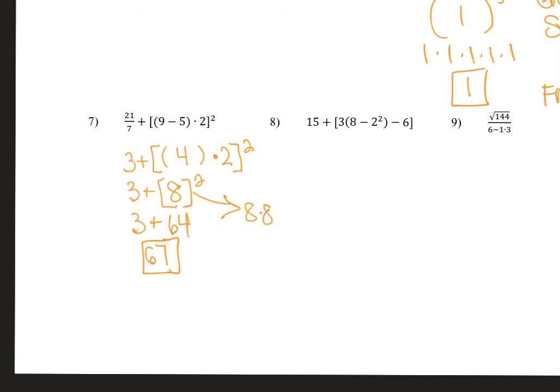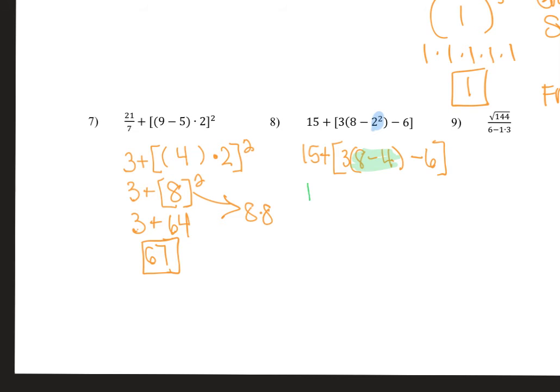All right, number 8 is very similar, but notice the exponents are in different places. So I'm going to leave everything on the outside alone. 15 plus, we have these brackets, 3 times. Now, I can't even do this subtraction on the inside. 8 minus, this exponent has to be taken care of first. 2 squared is 2 times 2, which is 4. And then minus 6, close my bracket. So what I had to take care of first was this. Now, what I have to take care of next is this.